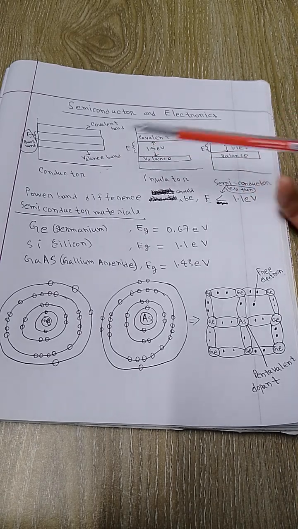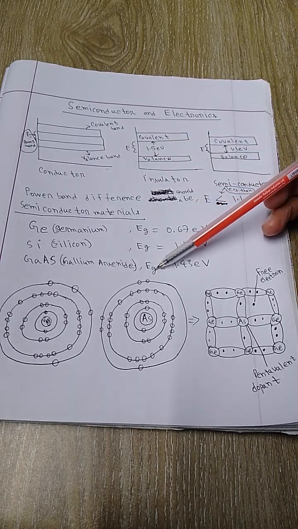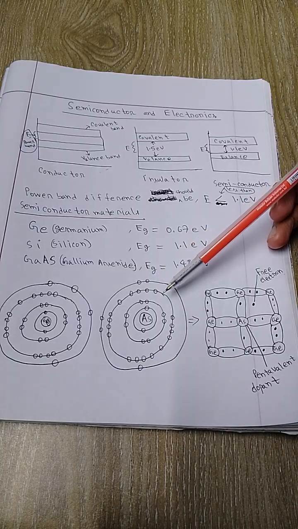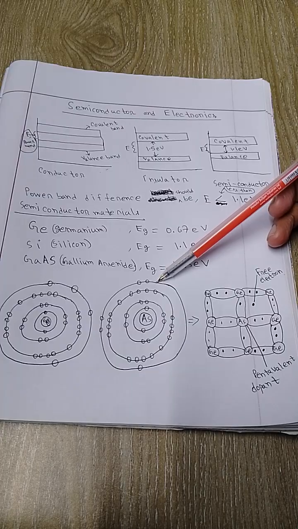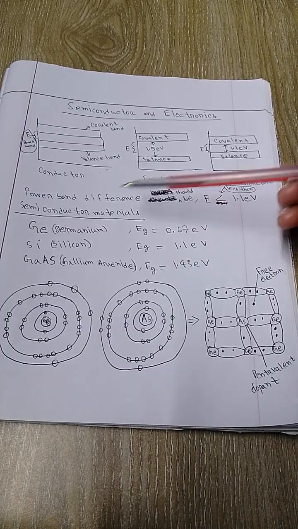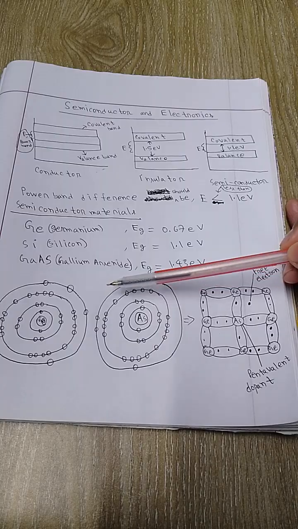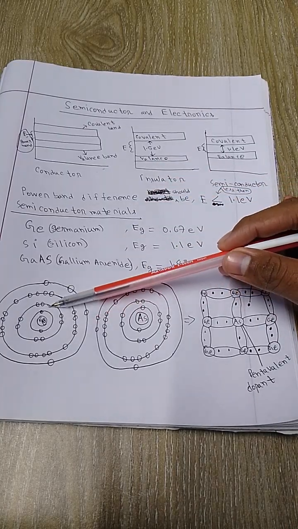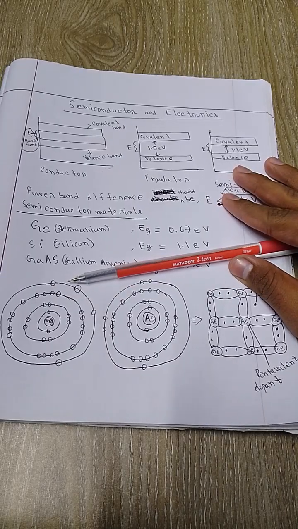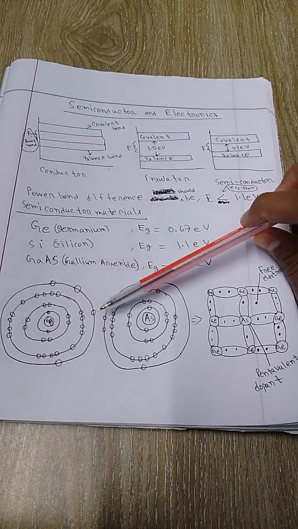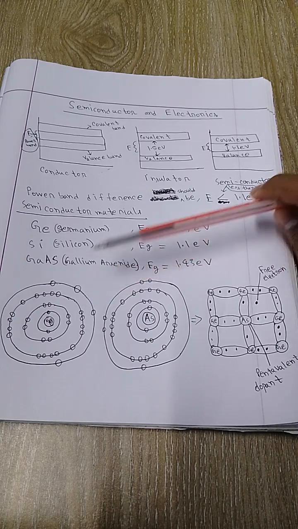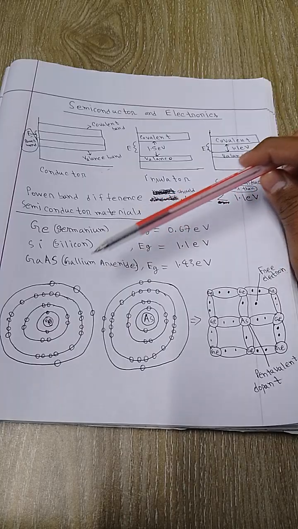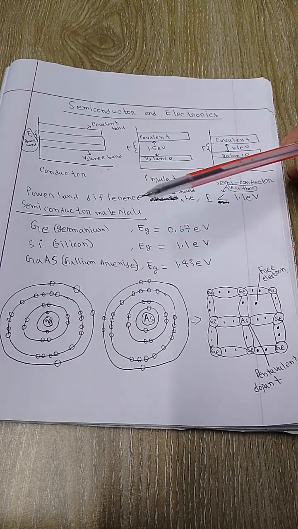The valence band means the last orbit of an atom. The number of electrons we have in that last orbit is called the valence band. Likewise, say this atom is germanium. We can see that in germanium's last orbit there are 4 electrons. So the valence band of germanium is 4 electrons.